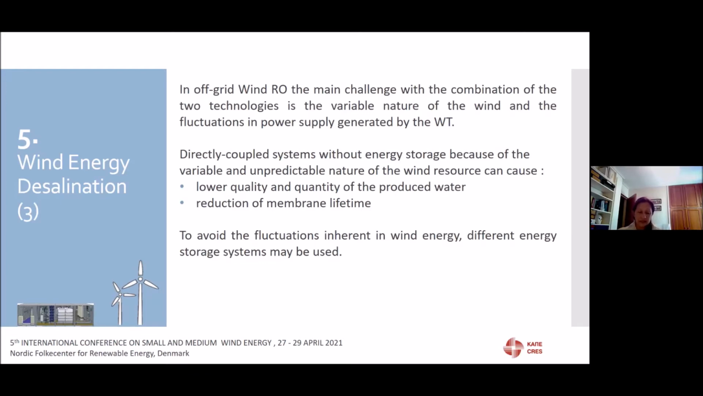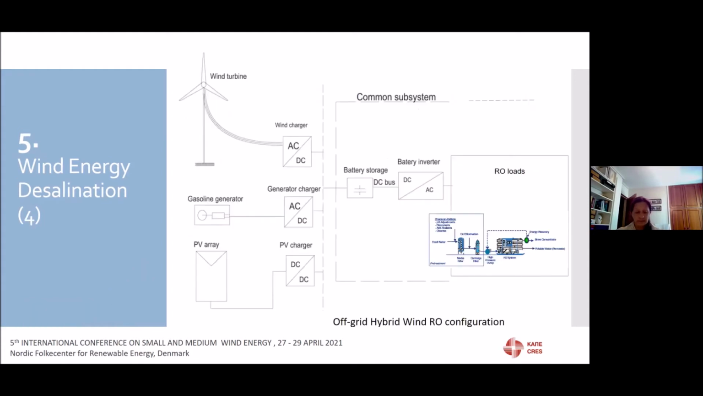Directly coupled systems without energy storage can cause lower quality and quantity of the produced water, which is an important issue when we have to supply water to consumers, to a village or a town, and reduction of the membrane life. So to avoid these fluctuations, different energy storage systems may be used.